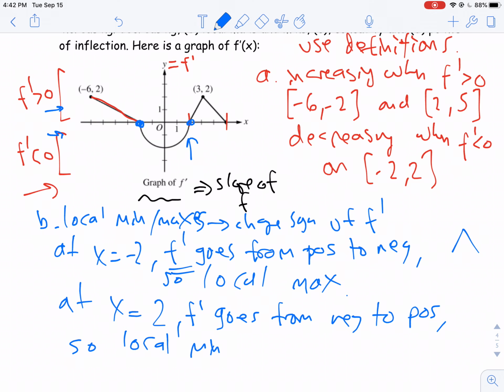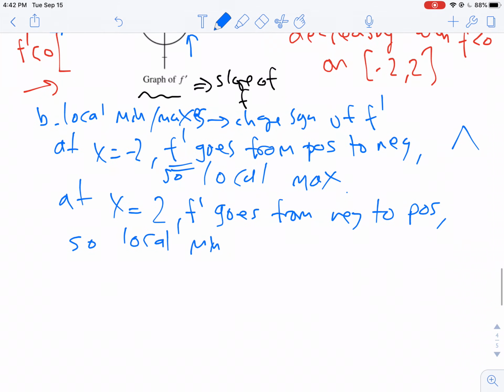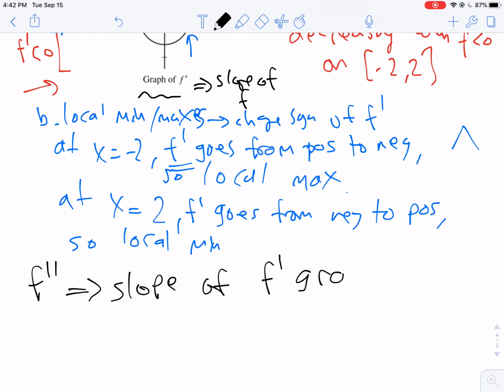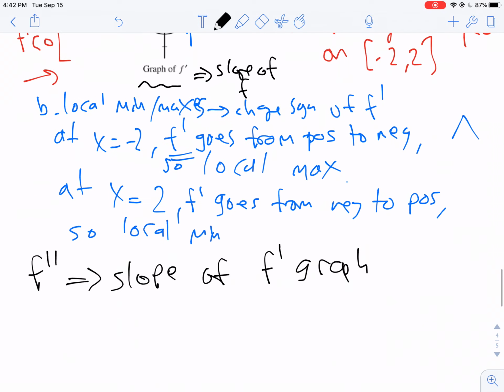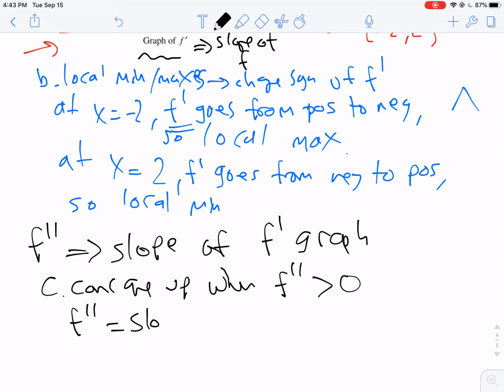Okay, so now we're going to ask in this question about concavity and points of inflection. So the tip I want to give you is this. We're talking about the second derivative now. F double prime is the slope of my f prime graph. So we're talking about where does the slope of this f prime graph have a positive sign versus a negative sign. So part C asks about concavity. So it is concave up when your f double prime is positive. And f double prime, again, of course, is the slope of f prime.